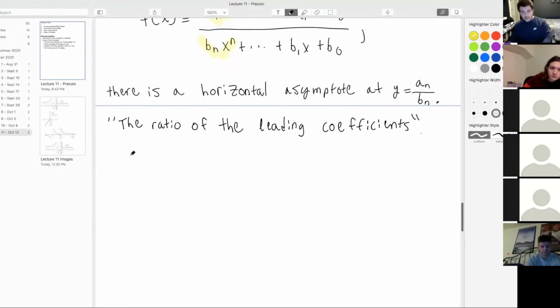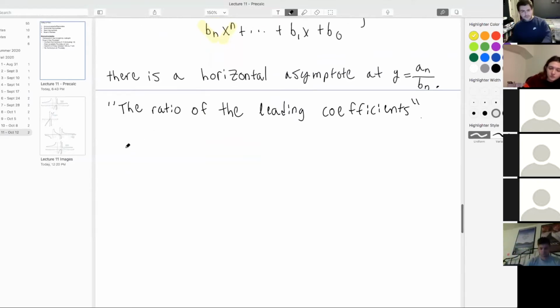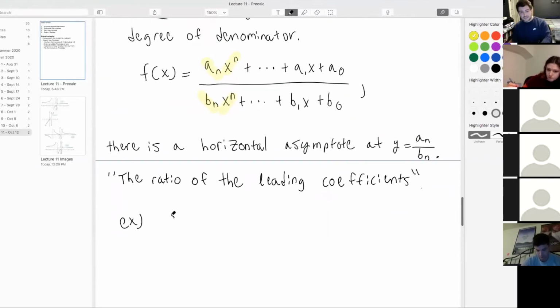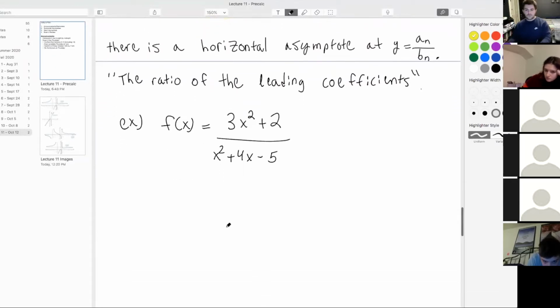We just have one more case. First, let me get an example, of course. An example of a function in this case 2 scenario: look at f(x) equals (3x squared + 2) divided by (x squared + 4x - 5). You should see that the degree of the numerator and denominator are the same. They're both 2. So we're definitely in case 2.